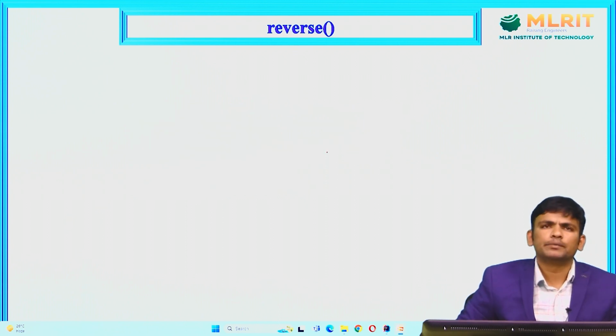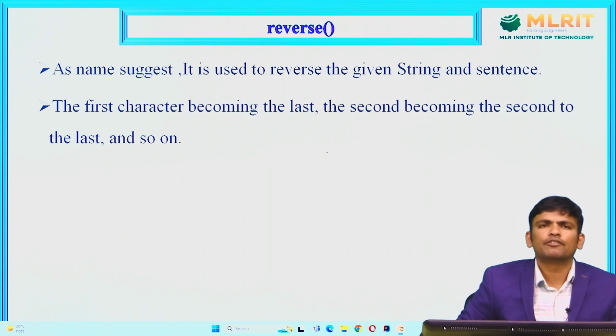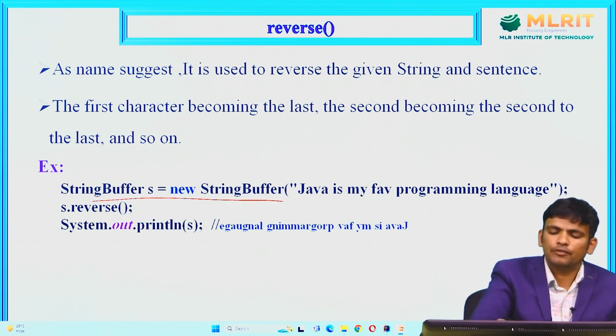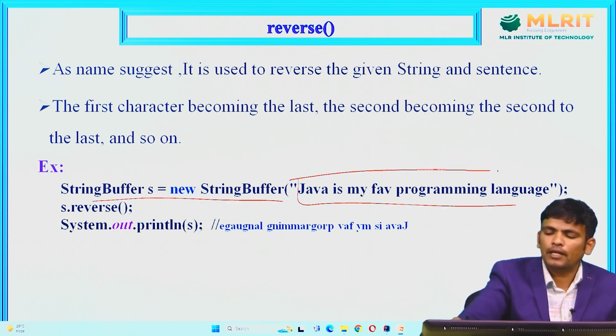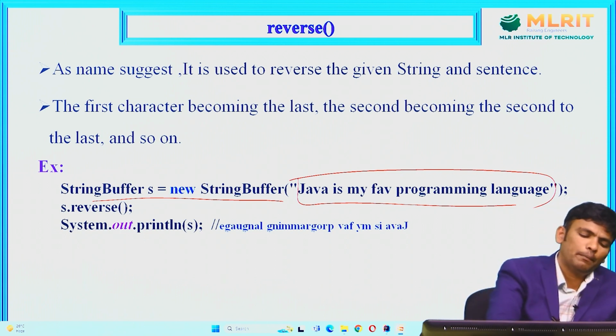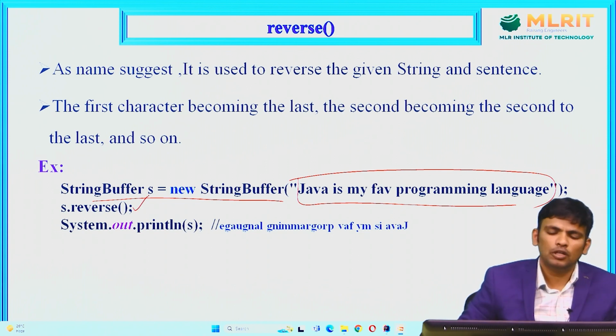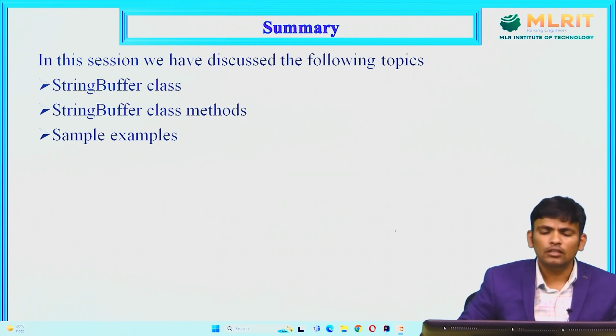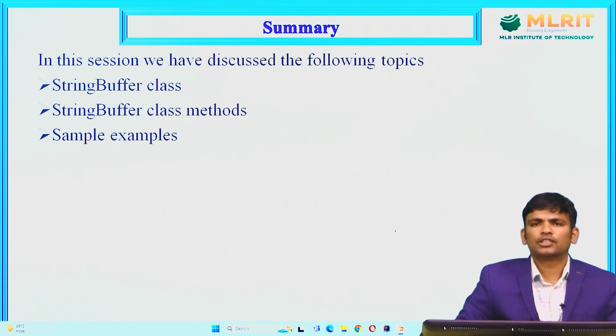And the reverse method. As the name suggests, using the reverse method you can reverse the string. Suppose I take an example, here I have a StringBuffer class, and the StringBuffer has some string. Here I am passing the string "Java is my favorite programming language". Now I want to reverse this string. Simply you can apply this predefined reverse method, and the entire string will be reversed. So these are some methods in the StringBuffer class.